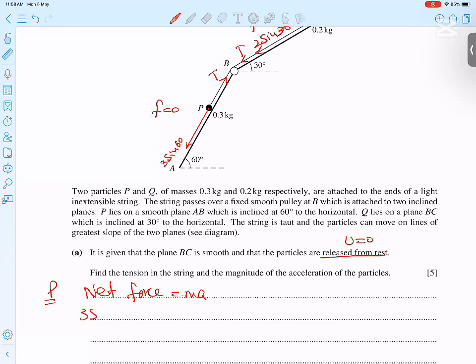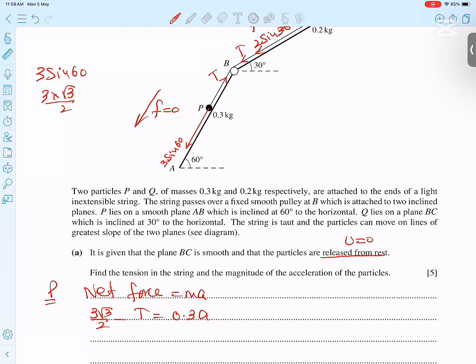So 3 sine 60, and if you check it, what is 3 sine 60? 3 sine 60 is root 3 by 2 times 3. Okay, this minus this, because motion is downward. So this is the bigger component, that is the smaller component. So I can say here 3 root 3 over 2 minus tension is equal to ma, and mass is 0.3.